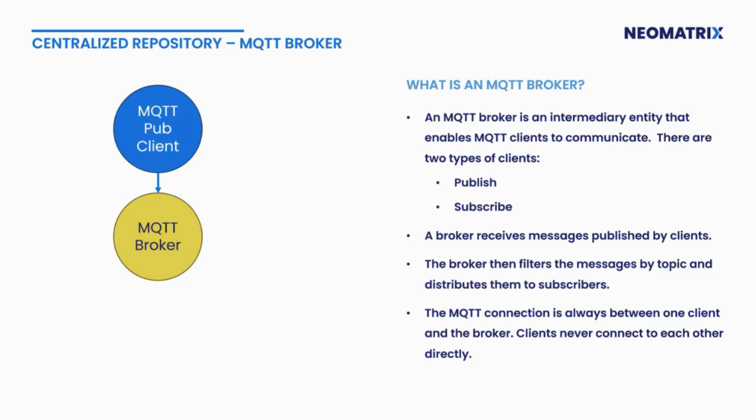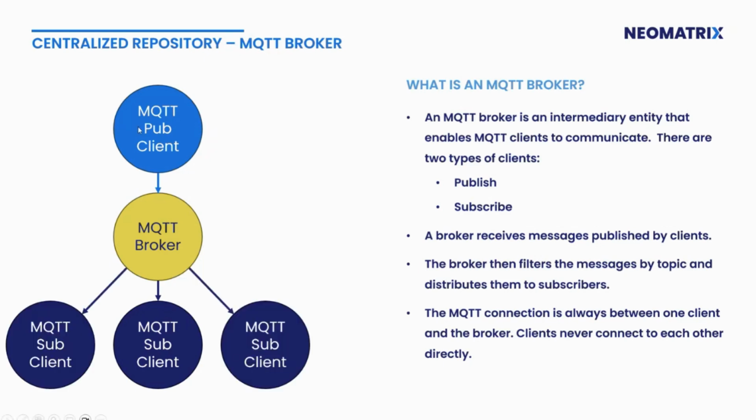So an MQTT broker is an intermediary entity that enables MQTT clients to communicate, right? And there are two types of clients. There are clients that publish to the broker and clients that subscribe to the broker. And you can have clients that do both. But what happens in this scenario is the MQTT publishing client has data and publishes it to the broker. And then you have subscription clients that subscribe to information from the broker.